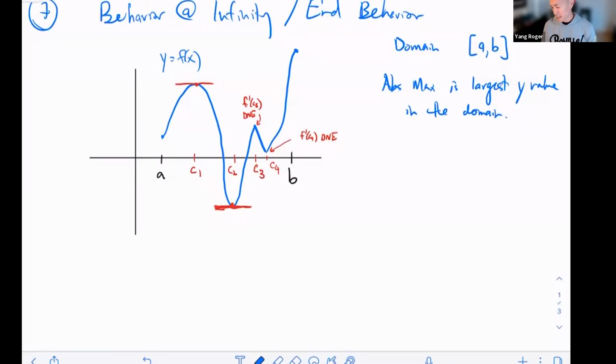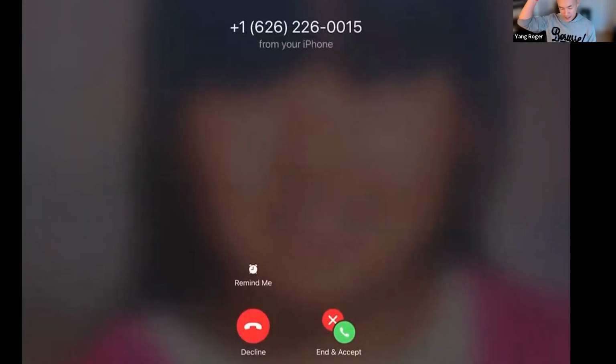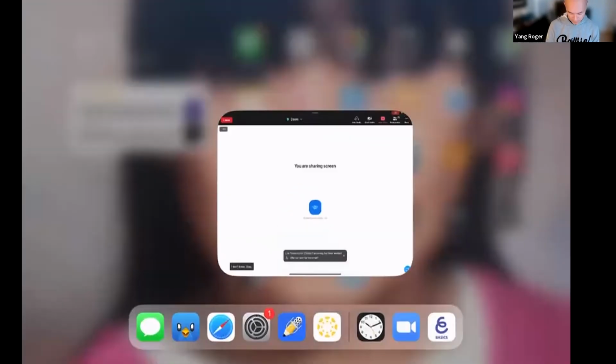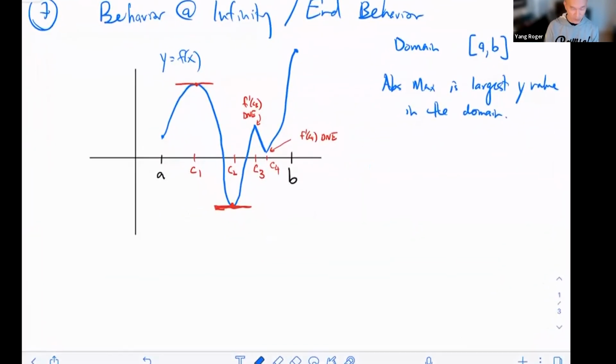Ready? 3. Whoa. I don't know. Stop. No one wants to play this game. Ready? 3, 2, 1, enter. Good, good, good. I see a lot of the correct answer, which makes me happy. Really happy.